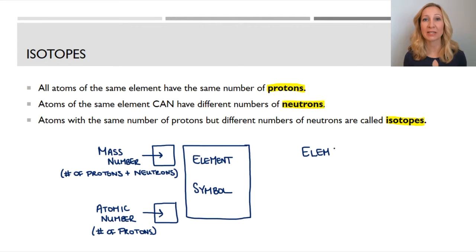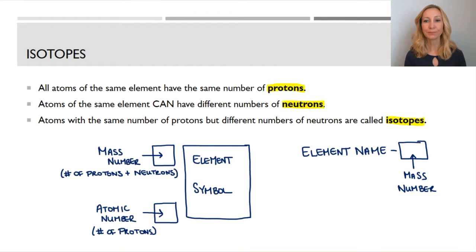Another way we can represent different isotopes, and this is a less symbolic way, is by writing the name of the element followed by a hyphen, and then followed by the mass number. So our different isotopes of hydrogen would be hydrogen-1, hydrogen-2, and hydrogen-3. This is often what's used as the way of representing different isotopes when radioactivity is the topic.